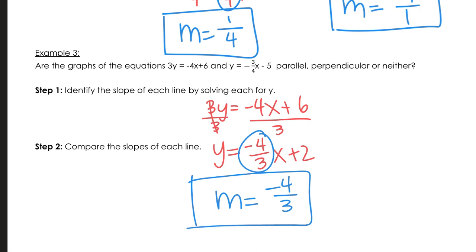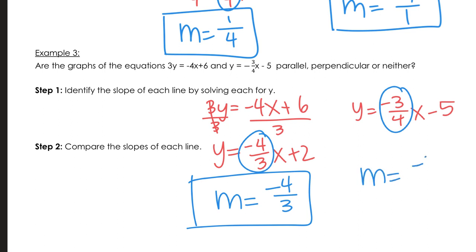Let's compare it to the slope of the second equation. Here's our second equation. It's already solved for y, so I can see my slope is negative 3 over 4. Let's think about this. I notice it's 4 over 3, and this one flipped to be 3 over 4.